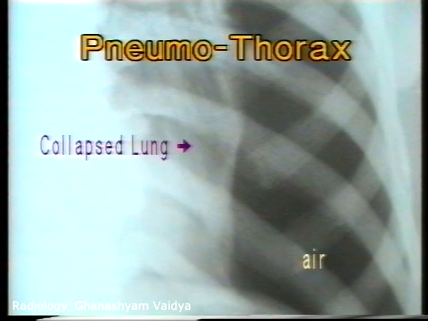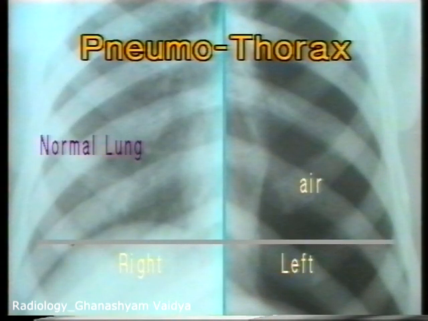Note in the close-up view the absence of bronchovascular markings over the pneumothorax and the sharp border separating it from the lung. Now in this view, compare the normal lung on the right side with pneumothorax on the left side. Absence of bronchovascular markings is better appreciated when compared with the normal lung on the opposite side.